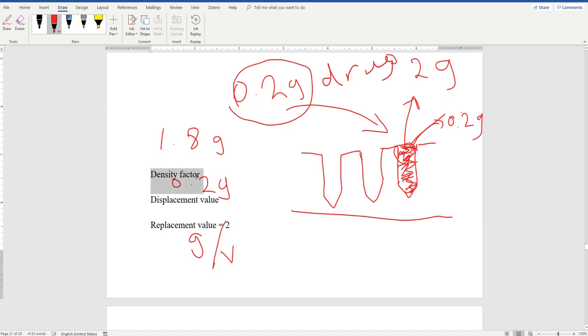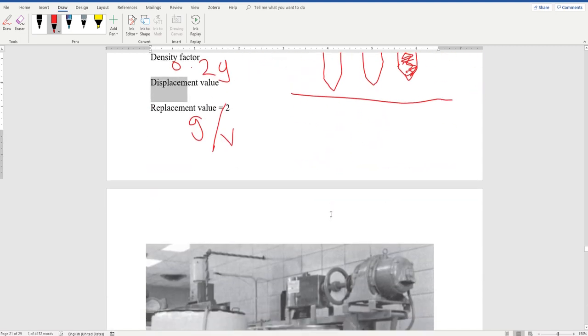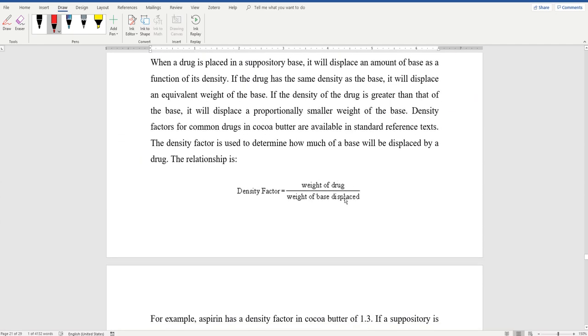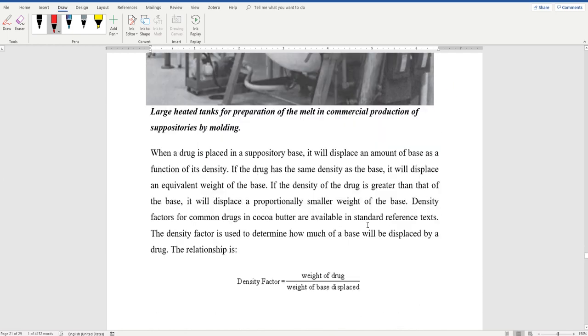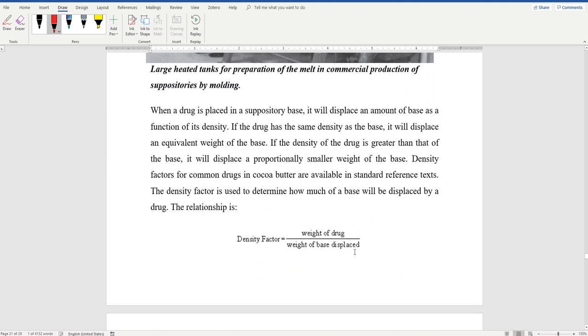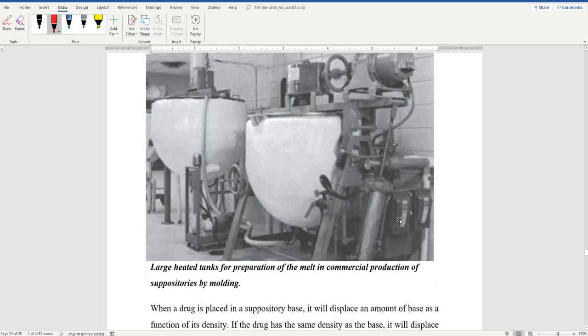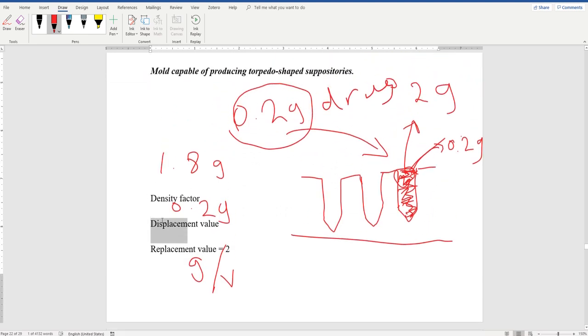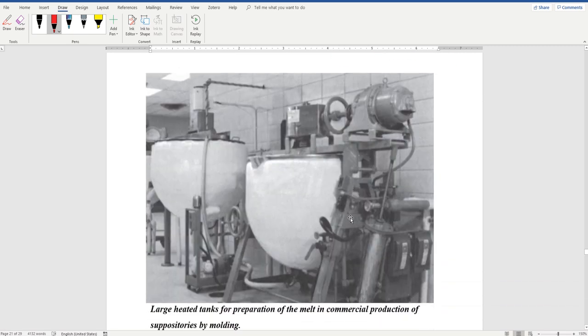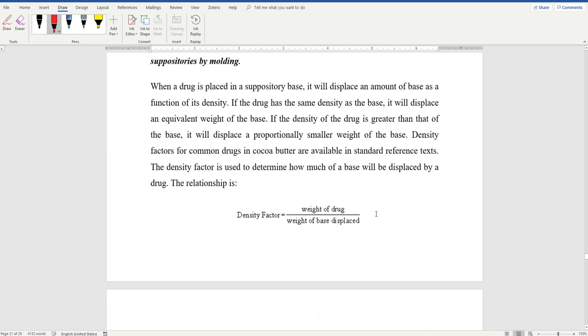Now, if I ask you, can you define it? We know the equation of the density factor: it's the weight of the drug divided by the weight of base displaced. Again, weight of the drug divided by the weight of base displaced. Here weight and here weight, that's why the answer has no units. Now if I want you to define density factor or displacement value, how do you define it? Consider this equation. Now you have a value, let's say 1 or 2.